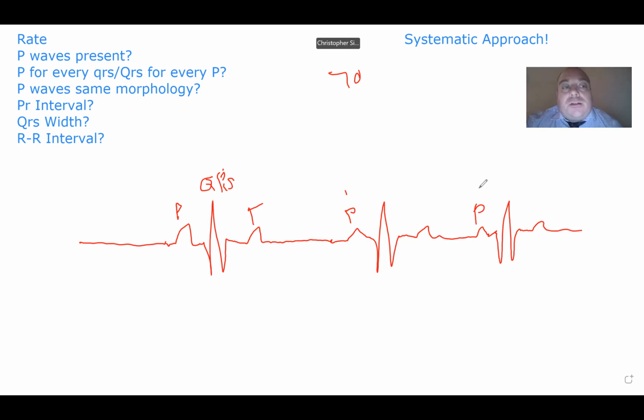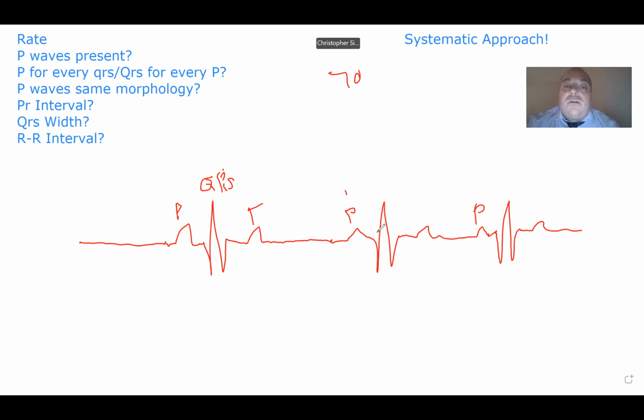So next question, do I have a P for every QRS? Well, what does that mean? Basically, what I'm saying is that every time I have a P wave, do I have a QRS that comes after it? So I have a P over here and then a QRS. I have a P over here and then a QRS. A P over here and a QRS. All right, cool. So I have a P for every QRS. Well, reverse that now. Do you have a QRS for every P? So I have a QRS here. Does it have a P wave? Yes. I have a QRS here.